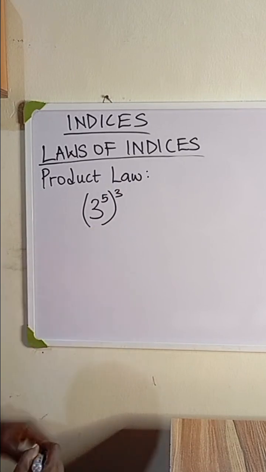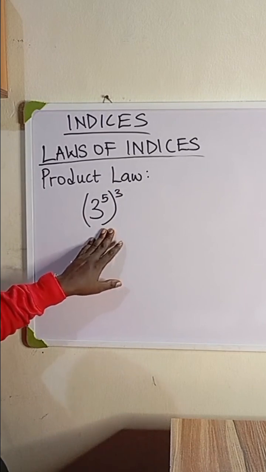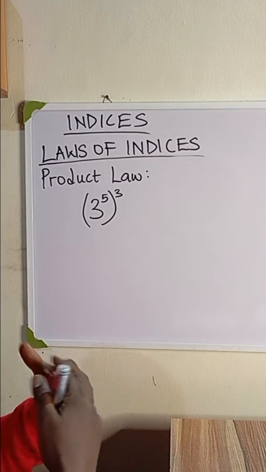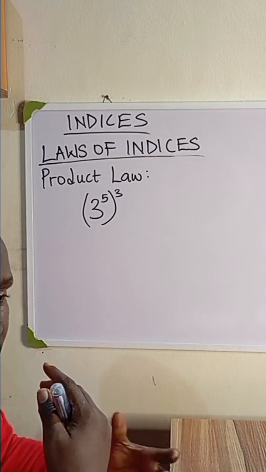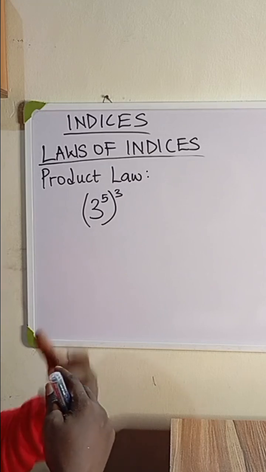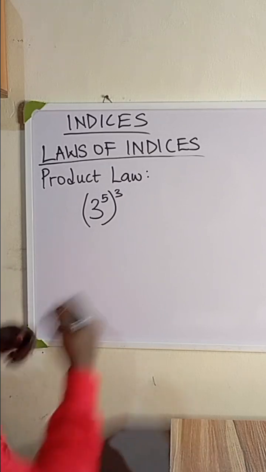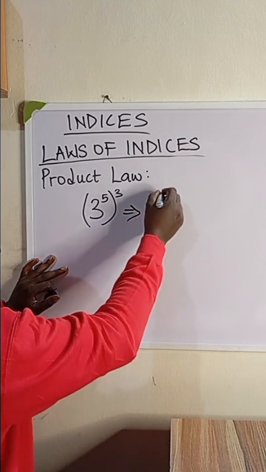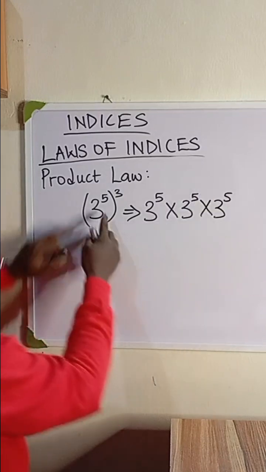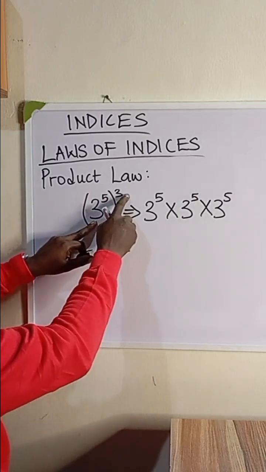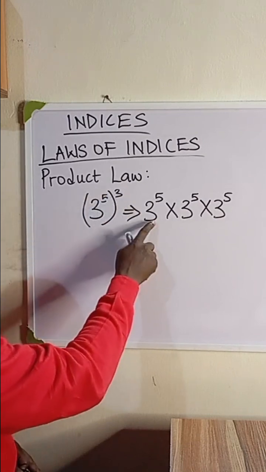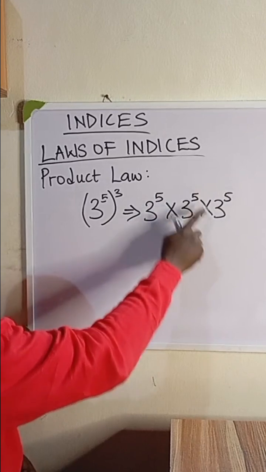From the introduction we had at the beginning of the class, we said an exponent shows how many times a number is multiplying itself, correct? So this is the same thing as 3 to the power of 5 times 3 to the power of 5 times 3 to the power of 5, because this entire expression has an exponent of 3.